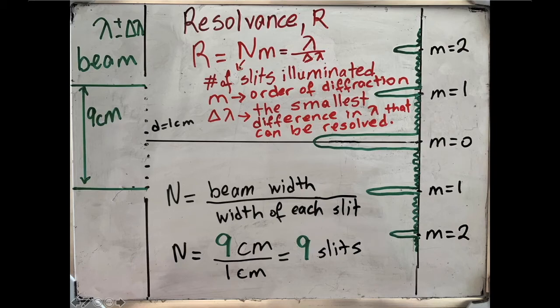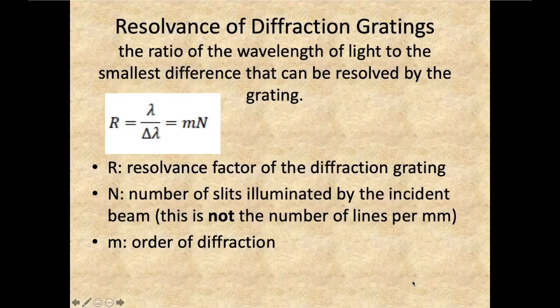Now, this is a formula that is given in the formula booklet. R stands for resolvance factor, N is, as I just described, the number of slits illuminated. M is the order of the maxima. Lambda is the average wavelength that is used, and delta lambda is the smallest difference that can be resolved. This is a cleaner summary of what I just explained, so use it for your notes.